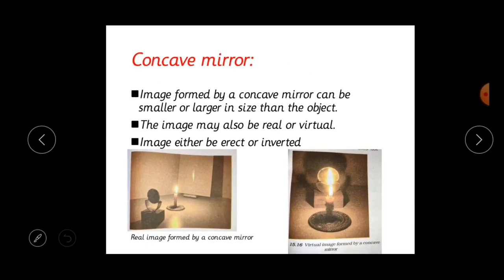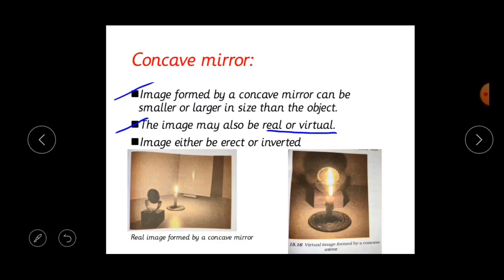Okay, now let us see what is a concave mirror. The image formed by a concave mirror can be smaller or larger in size than the object. Next, the image may also be real or virtual. The image formed by the concave mirror can be real or virtual.